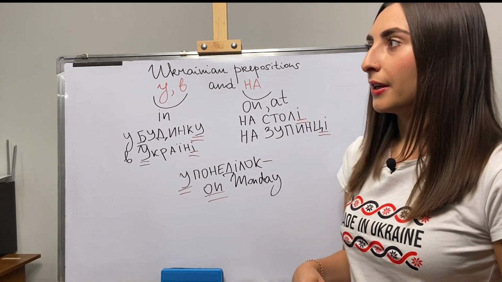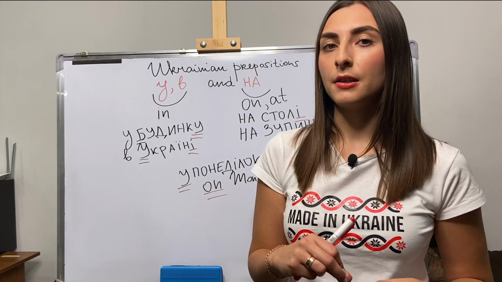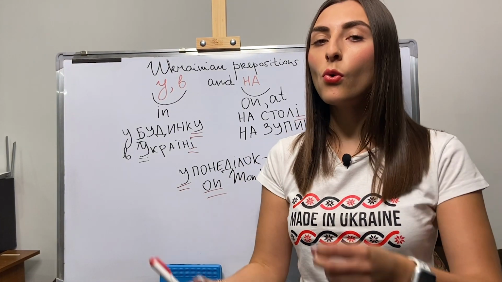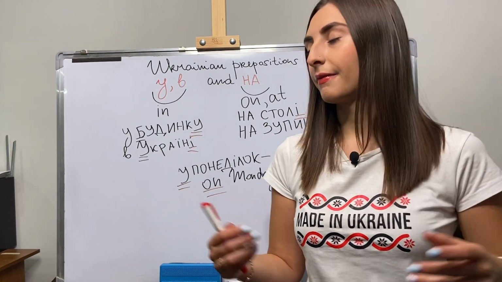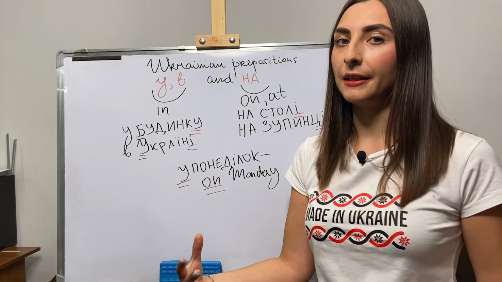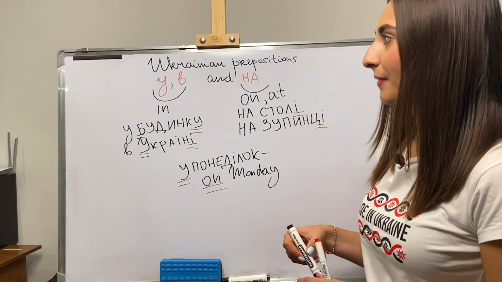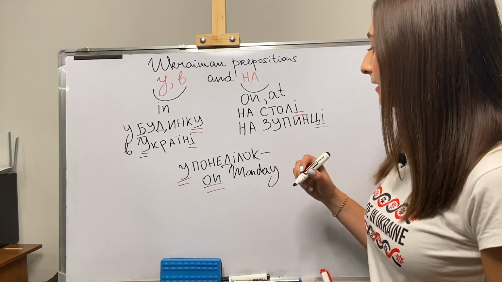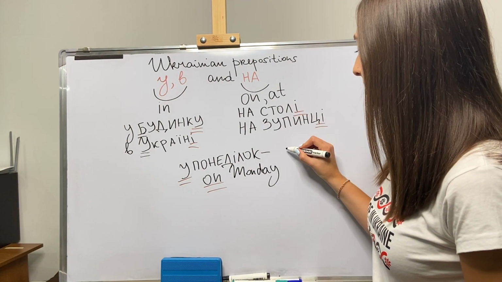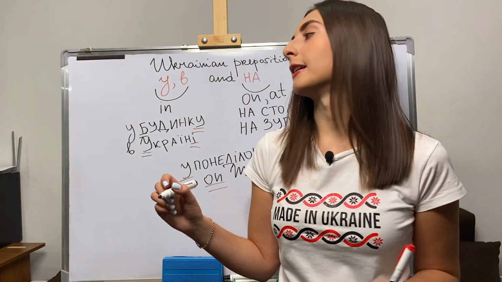The same about the months also. When you say on May, you say in English, but in Ukrainian you say у травні. And of course, this is not the prepositions of place. This is different. This is when we talk about the time, and this is a little bit different. And here we use accusative case. So let's sum up, guys.